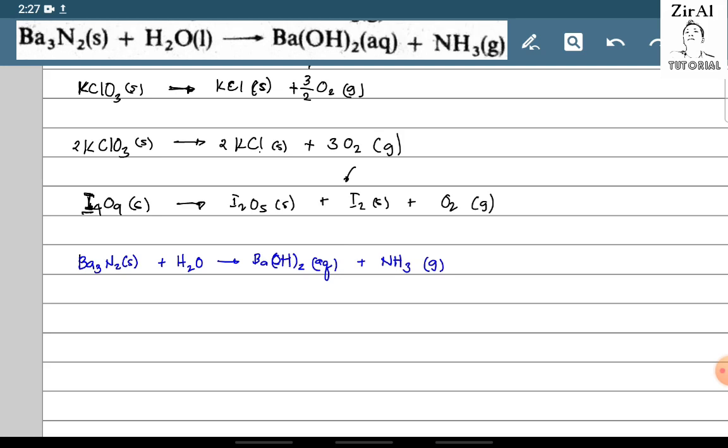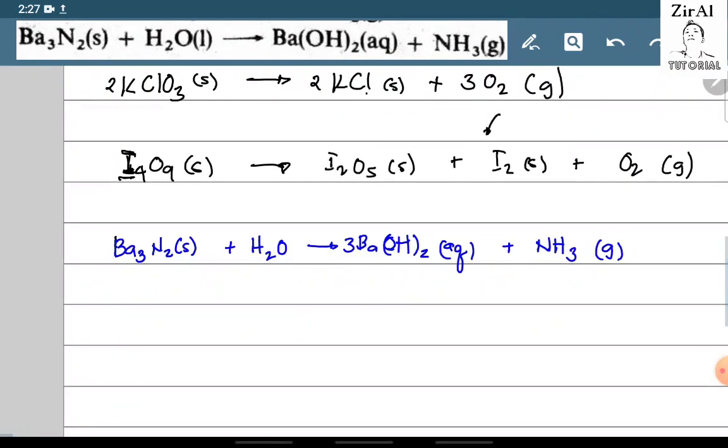You have Ba3 and N2. So barium, you have 3 barium. Maybe we have to put 3 on that Ba. Then next you have nitrogen. Nitrogen, you have 2 nitrogen here at the left side for the reactant side. And then you have 1 nitrogen here. Maybe we can put 2 on the ammonia, 2NH3.